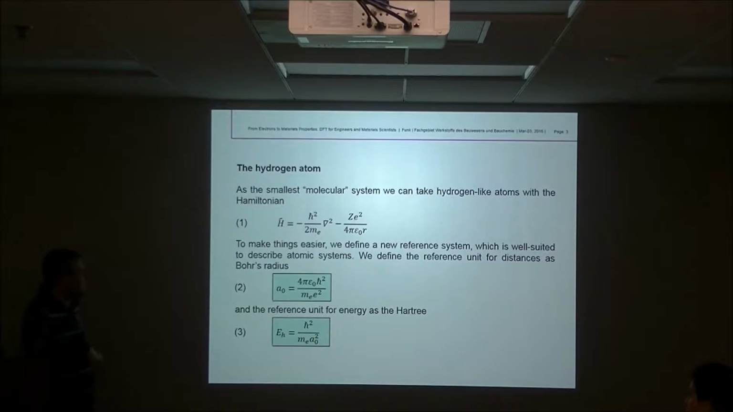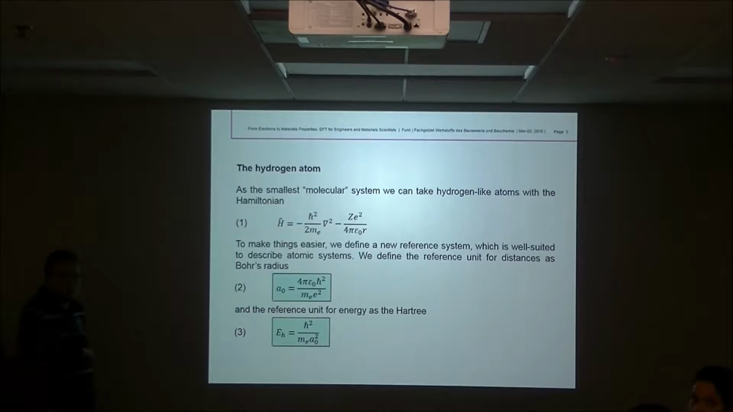Yes. So we don't want to write all this stuff, these tons of constants, all the time. So we define a nice reference system. For distances, we are working with Bohr's radius, which is defined like this. Everything here is constant, right? 4 pi epsilon naught.